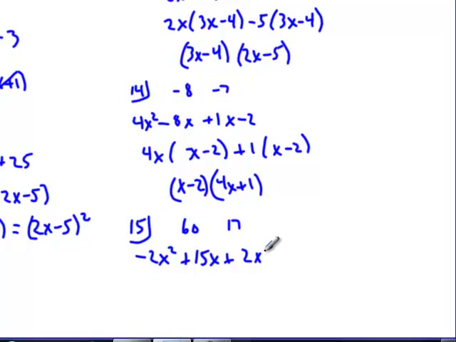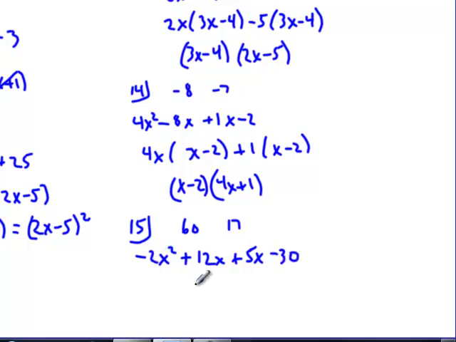I'm sorry, no, that was not 15 and 2. I need to get rid of that. Sorry about that. That was 12 and 5, silly. So negative 2x squared plus 12x plus 5x. And then my last term is negative 30.